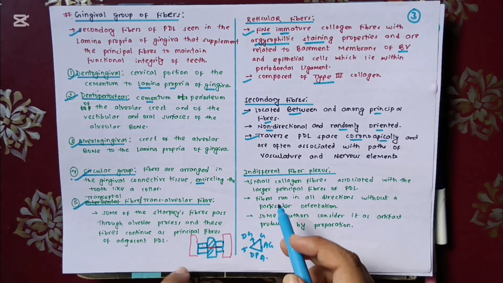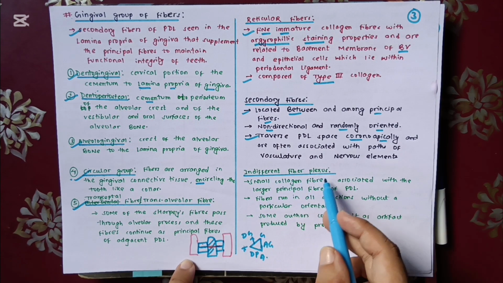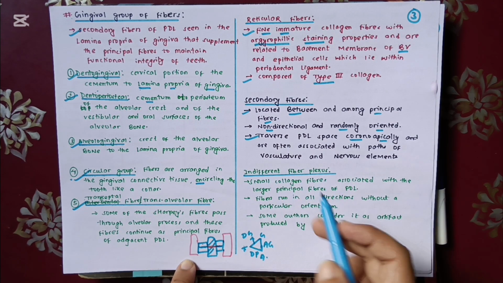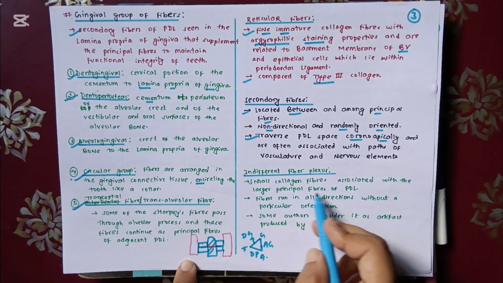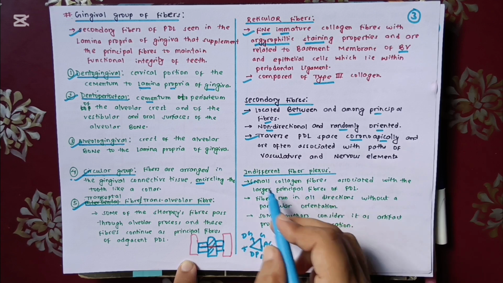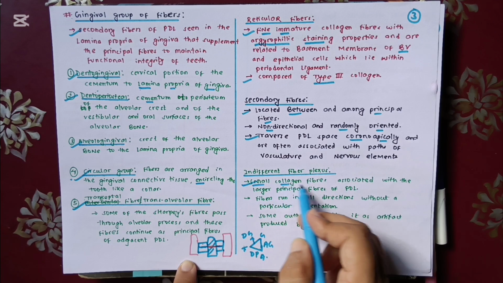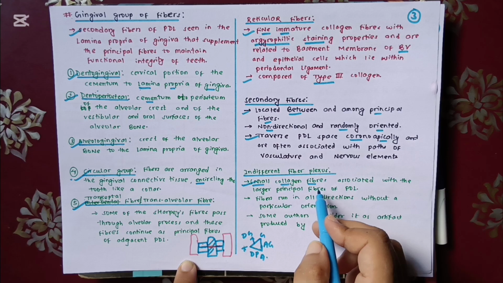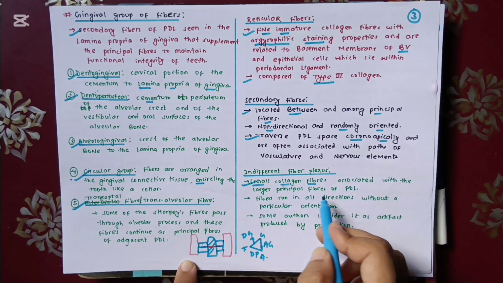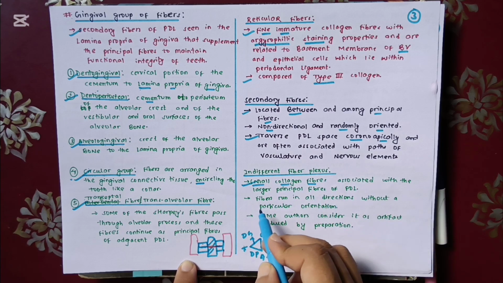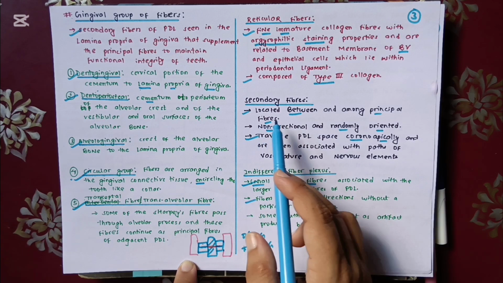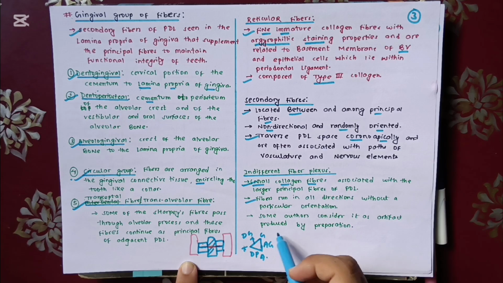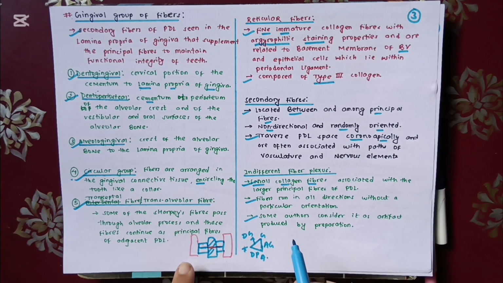Our next type of fiber is the indifferent fiber plexus. Indifferent fiber plexus means small collagen fibers associated with the larger principal fibers of the periodontal ligament. This point is important: small collagen fibers associated with the larger principal fibers. The fibers run in all directions without a particular orientation, which is similar to the secondary fibers. Third, some authors also consider it an artifact produced by preparation.